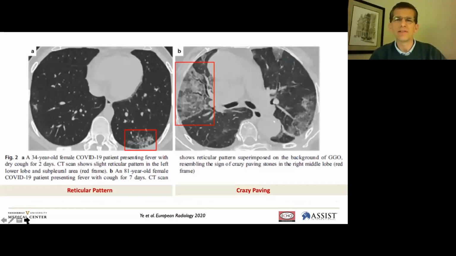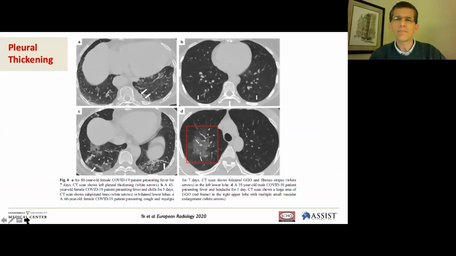Next slide, please. The presentation can be quite variable. On the left-hand side, in that little square, you see an area of reticular abnormality. That is a signature of COVID-19. It could also be presenting as crazy paving-like images, like for PAP, on the right-hand side. Next slide, please.